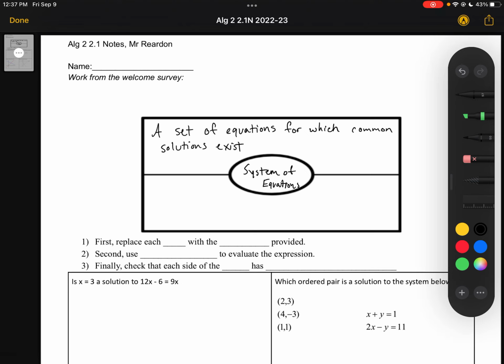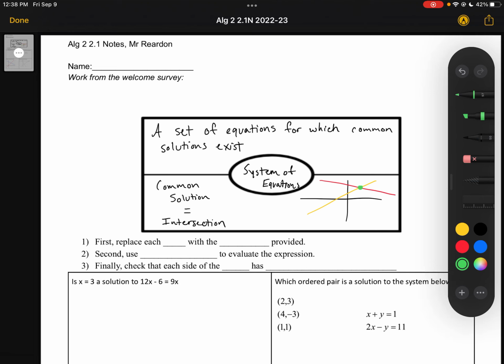Really, really important when we are looking at systems of equations, a common solution is the same thing as a point of intersection. So what that means on a graph is that if we have two different equations, a common solution is a point of intersection, is where they come together. At this green point, the x and the y value for both equations is the same, so that is a solution to a system of equations.